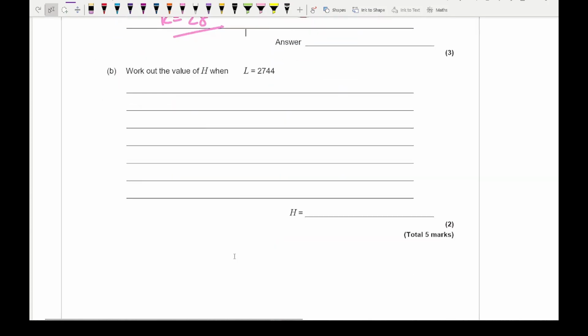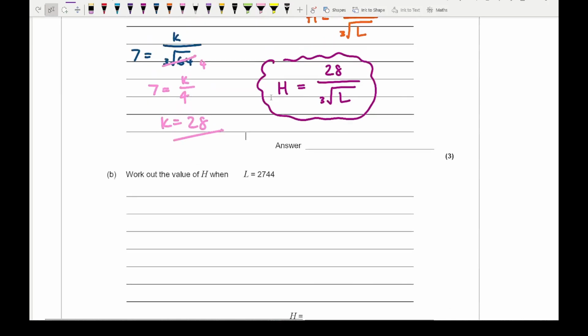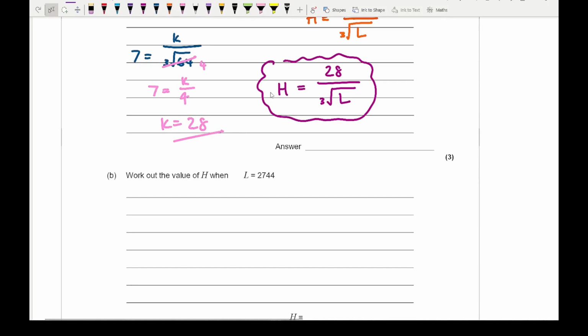Then moving on to B, it says find the value of h when L equals 2744. So all I need to do here is substitute this number into the formula that I've generated. So here it's going to be h equals 28 over the cube root of 2744, and if I type that straight into my calculator I get an answer of 2.